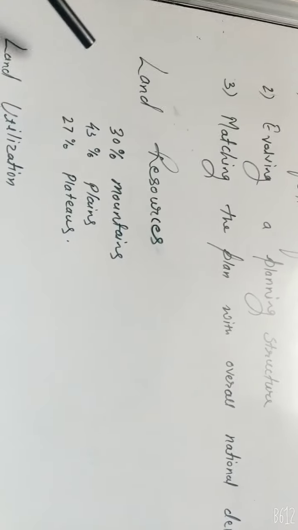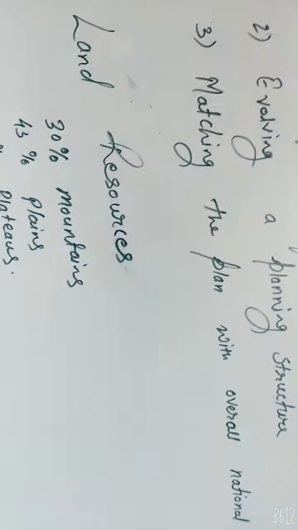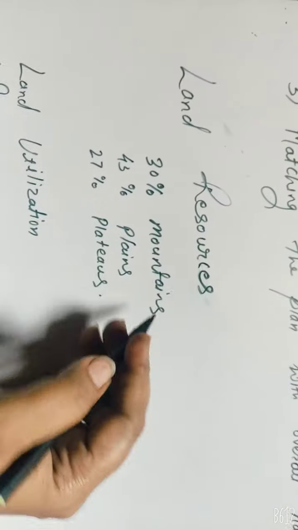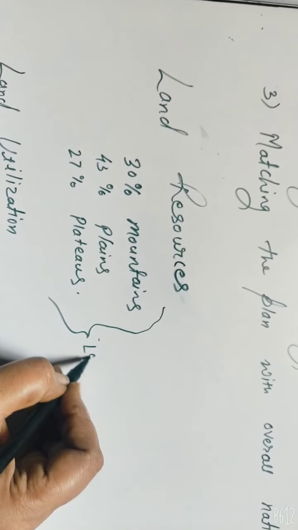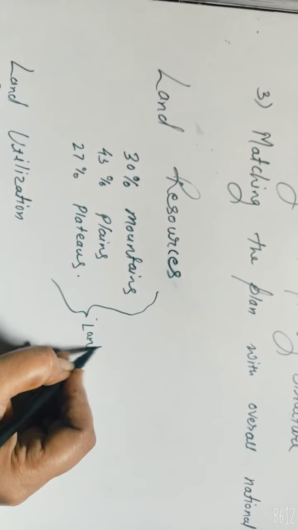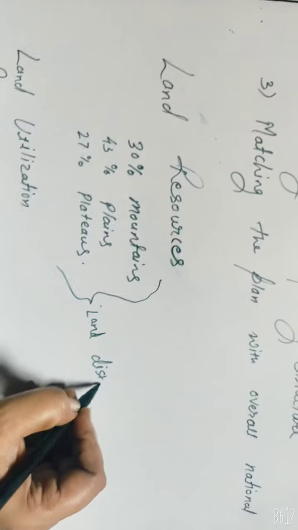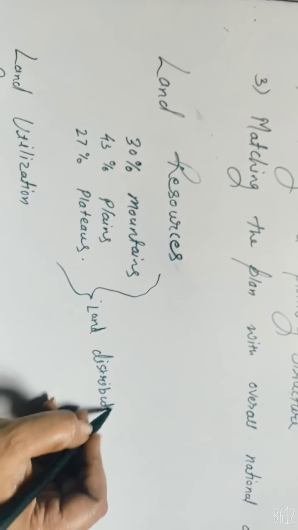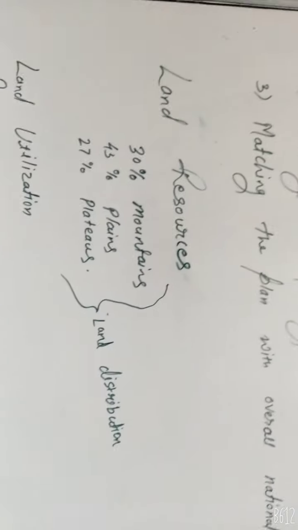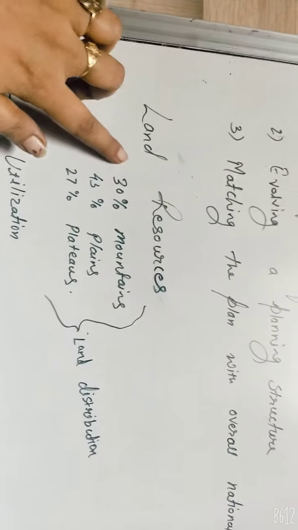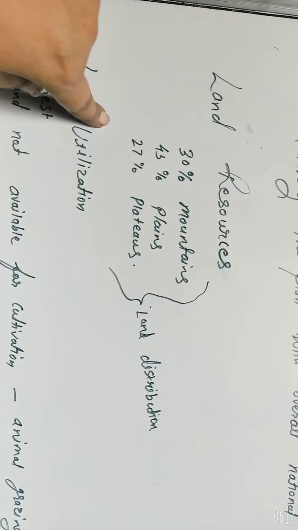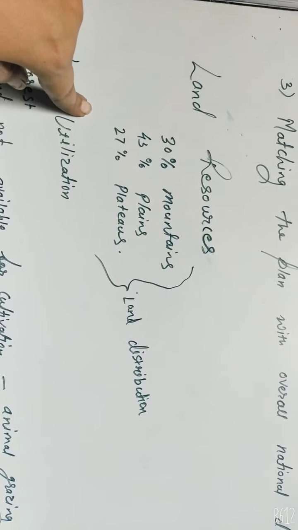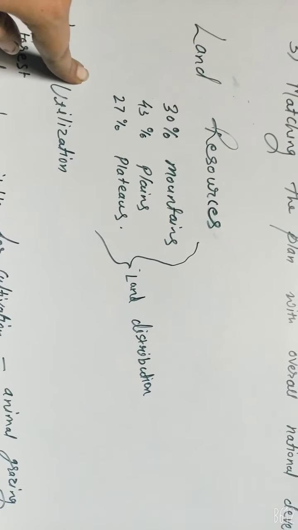Next is land resource. So we will see land distribution first. It is a land distribution. So land resources, 30% is mountains, 43% plains, 27% plateaus. In this way the land distribution is there in India.